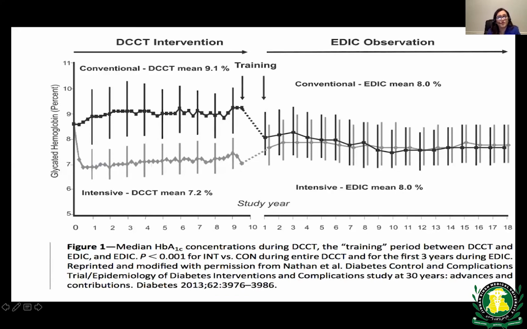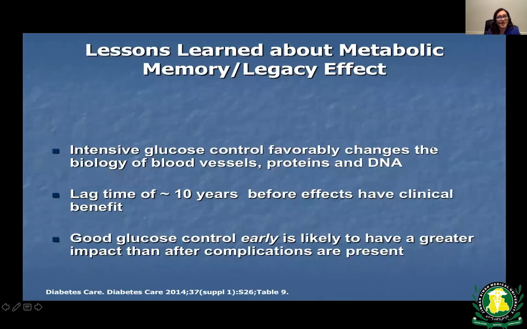And this is what we call metabolic memory, which means the body remembers the time of the good control and that good control is maintained long term. Intensive glucose control favorably changes the biology of blood vessels, proteins, and DNA. There is a lag time of 10 years before the effects have clinical benefit, and good glucose control early is likely to have a greater impact than after complications are present.